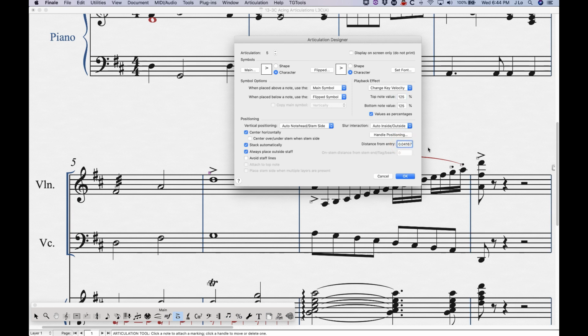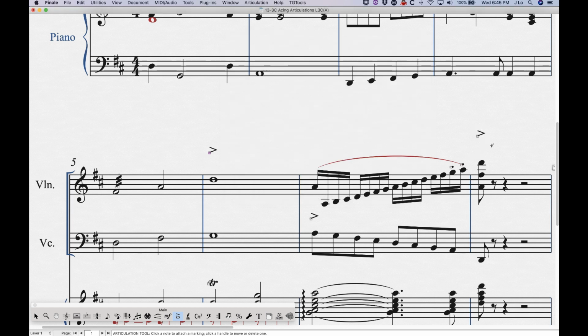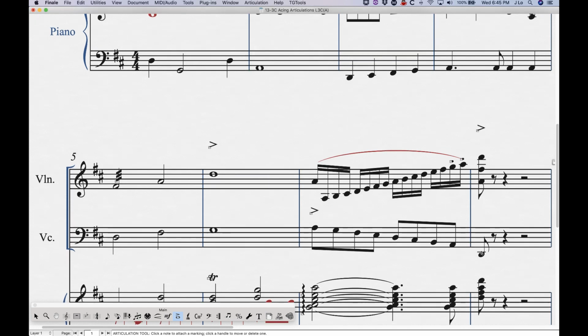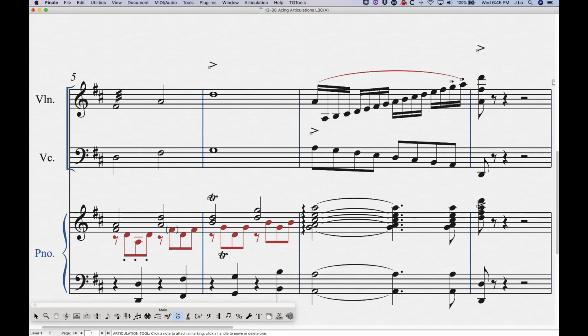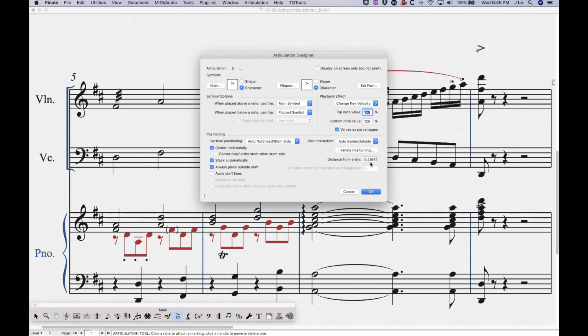If I were to change this to 0.05, or just 0.4, you'll see that the accent gets way up there. And the same thing will happen on a note below, right? Let's see. Yeah, it's so far down it actually got covered up by the chord down here, but there it is. So that value is really, obviously too high for something like that.